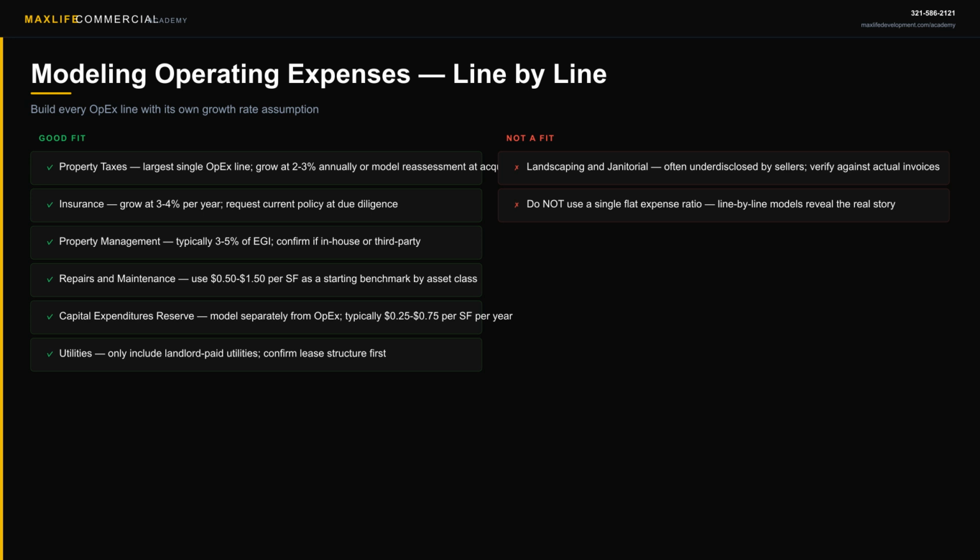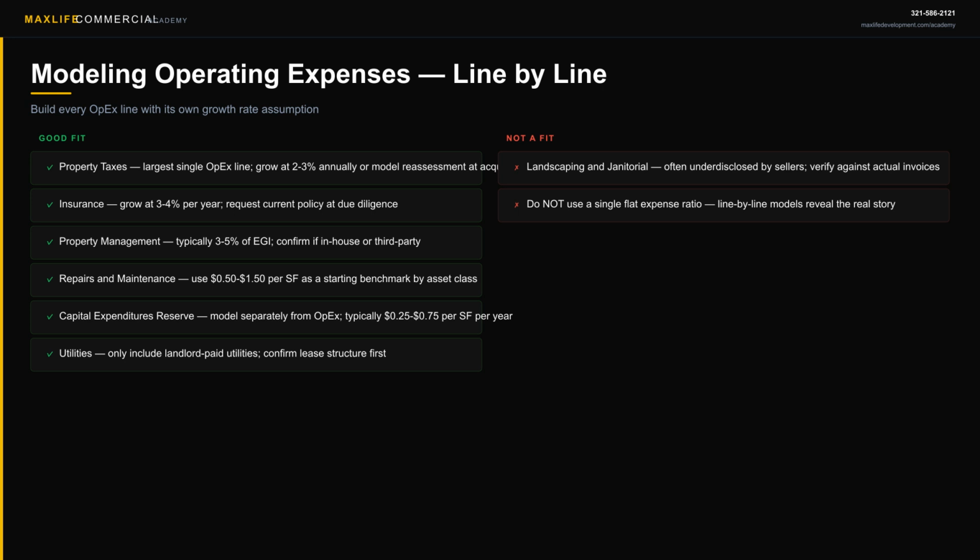Repairs and maintenance should be modeled at somewhere between 50 cents and $1.50 per square foot depending on asset age and type. Model capital expenditures as a separate reserve line below the NOI line so you can see their impact on cash flow without distorting your NOI and cap rate calculations. For each line, assign a specific annual growth rate in your Inputs tab. When you run sensitivity analysis later, you can stress individual expense lines to see which ones have the biggest impact on your returns.